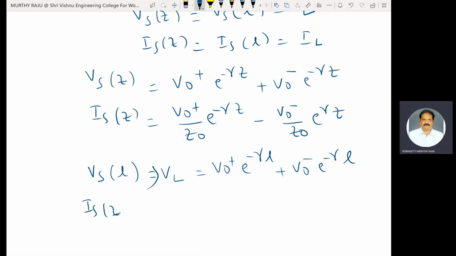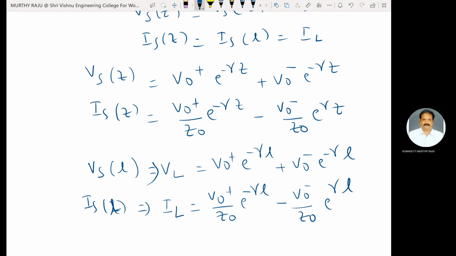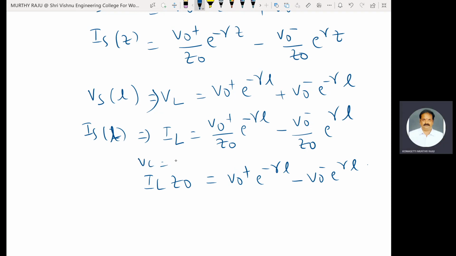Next one, Is of z at z is equal to L, that is IL is equal to V0 plus by Z0 e power minus gamma L minus V0 minus by Z0 e power gamma L. Simplify this equation: IL Z0 is equal to V0 plus e power minus gamma L minus V0 minus e power gamma L, and VL is equal to V0 plus e power minus gamma L plus V0 minus e power gamma L. Solve these two expressions.